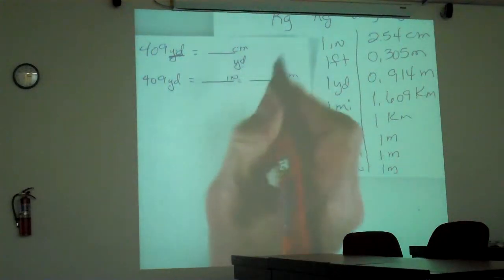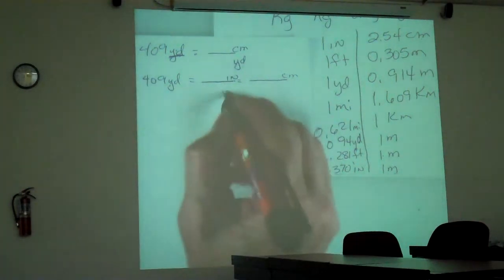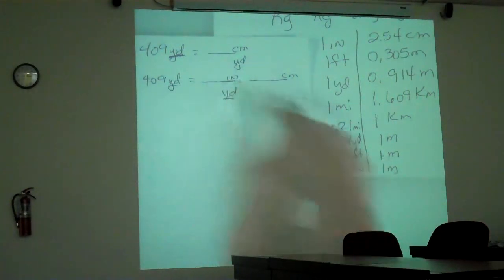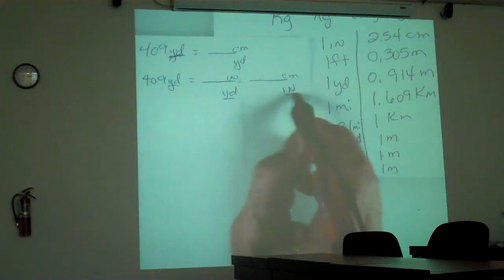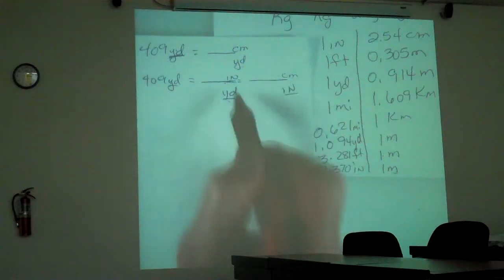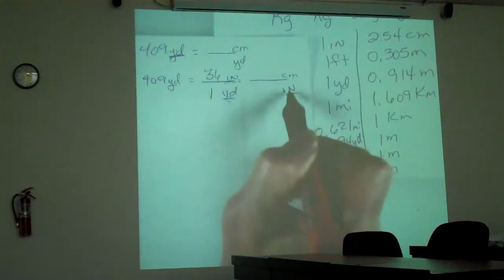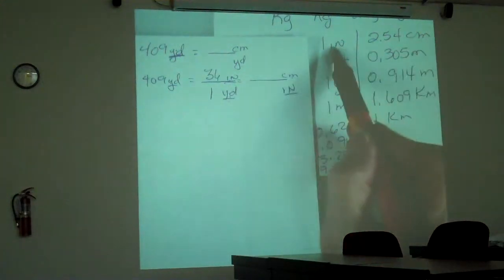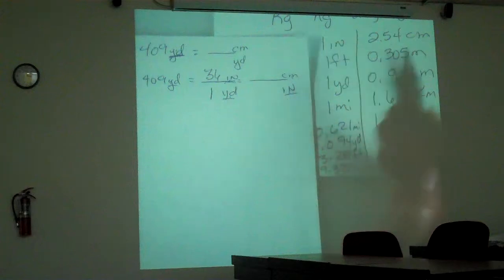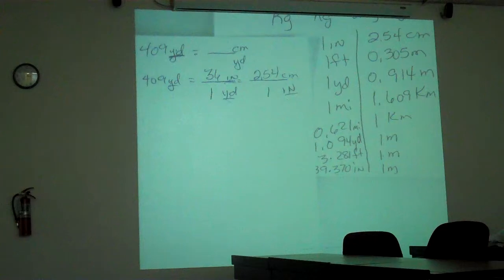Let's do it this way. You go yards to inches to centimeters. Yards goes down here. Inches will go down here. Does everybody see why I'm putting them where I'm putting them? Yeah, cancel? Yeah. Okay. How many inches are in a yard? 36. How many centimeters in 1 inch? 1 inch is 2.54 centimeters. So you just multiply all three of those numbers. You'll know how many centimeters there are.